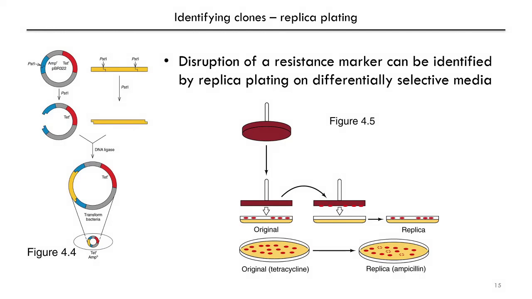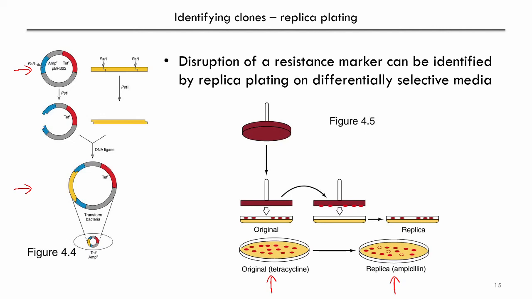In this case, you have the vector which has been cut by the enzyme PstI. The insert was also cut by PstI, and then the two are ligated together. Some of these plasmids are going to self-ligate. Then you transform bacteria, and you grow on tetracycline, and then you make a replica plate onto plates with ampicillin. Some of the colonies that grow on tetracycline will not grow on ampicillin.